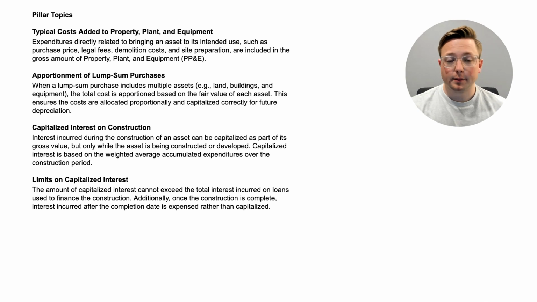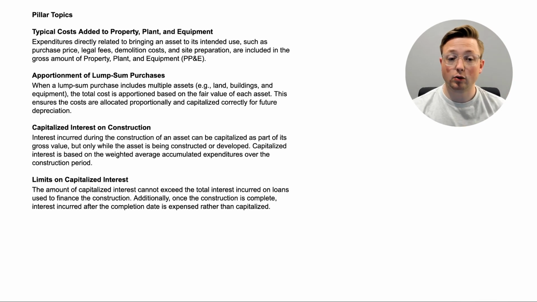All right, here we are at the pillar topics. Again, this is kind of just a summary in your own words of what the most important things were from the questions. This is in my own words, so it might be different for you. Typical costs added to property, plant, and equipment. The expenditures directly related to bringing an asset to its intended use, such as the purchase price, the legal fees, the demolition costs, site preparation, there's a whole bunch of different things that go into it.